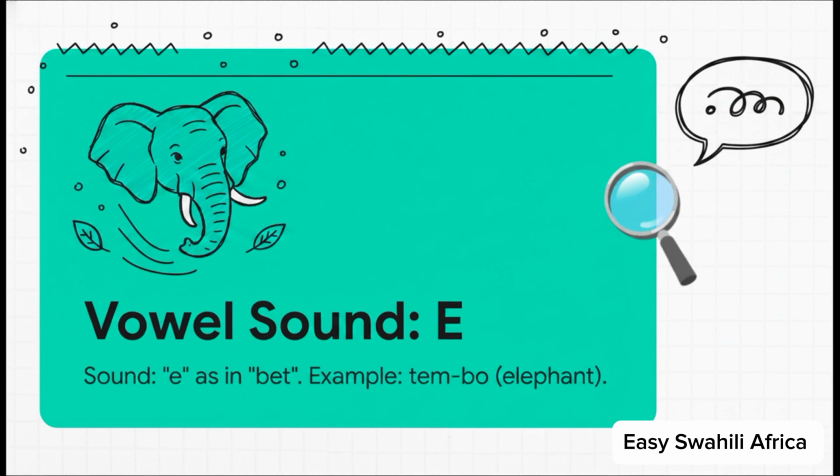It's a short, sharp eh sound, just like in the word bet. Let's practice with the word for elephant, something you'll definitely want to see on your travels. Tembo. Say it with me. Tembo. You are doing great.